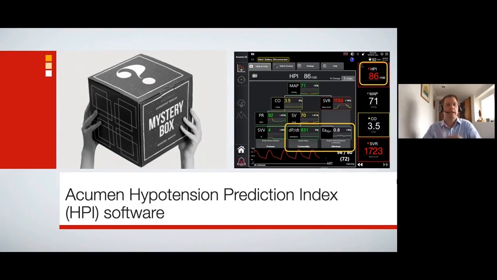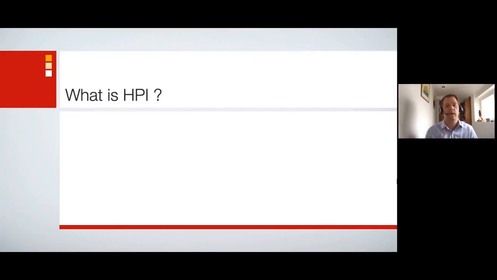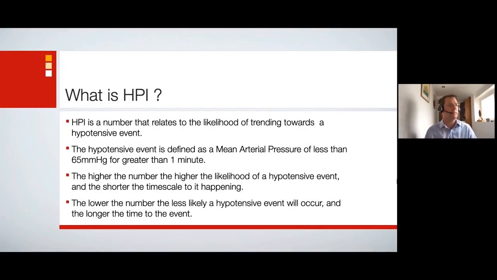So what you get is not a mystery number from a box, but the output from a very complex algorithm derived from millions of features and vast amounts of data points that is used to predict the likelihood of hypotension. And this is the hypotension prediction index. So what is the hypotension prediction index, or HPI? Well, HPI is a number that relates to the likelihood of trending towards a hypotensive event.